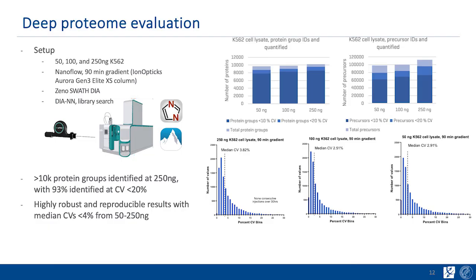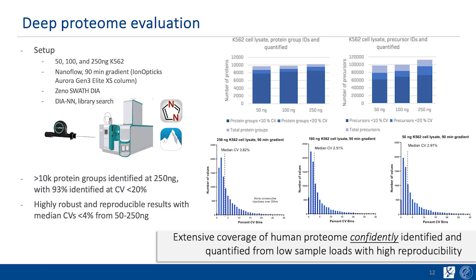So in conclusion, 10,000 protein groups can be identified from triplicate injection, and 93% of them have good CVs, so almost all of them can be quantified really nicely. And yeah, we can confidently cover a large portion of the proteome, especially in nanoflow setup.